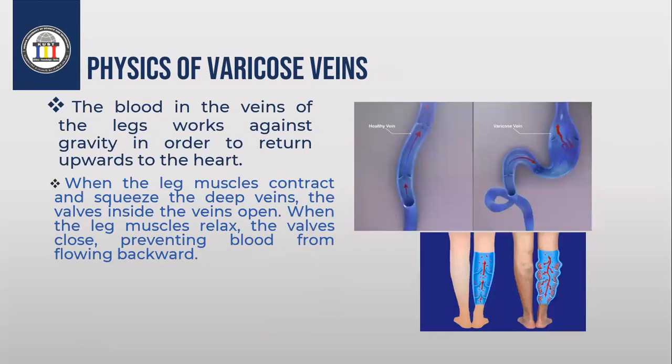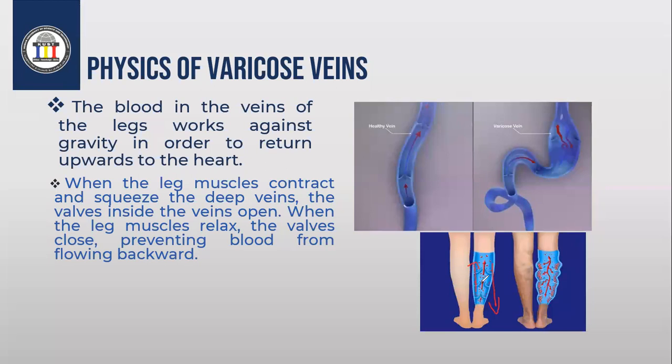Let's understand the idea. When the blood wants to go up from the leg to the heart, there is a force applied. The muscles push the blood up, and the gravitational force pushes down. Let me draw it for you. The muscles push the blood up, and the gravitational force pushes down. That means the blood should go directly to the heart.